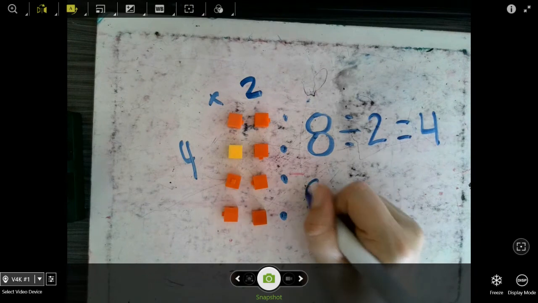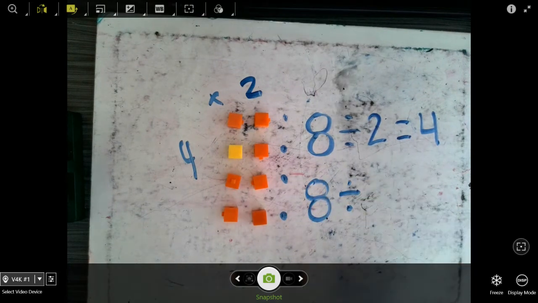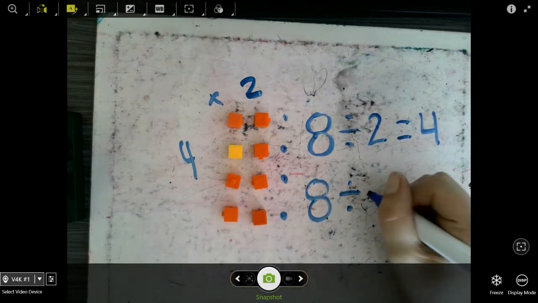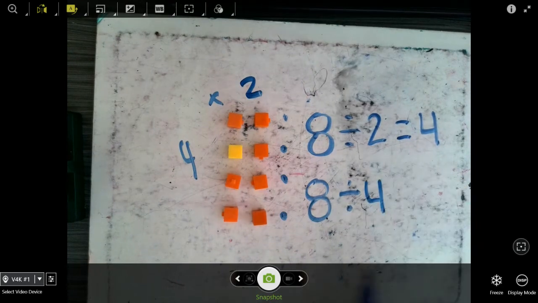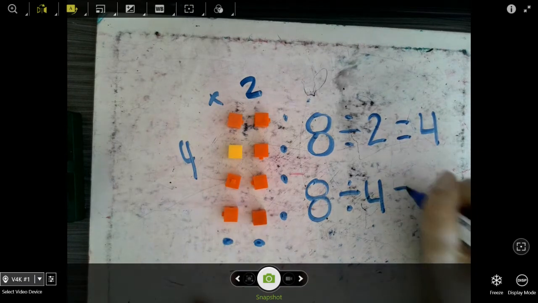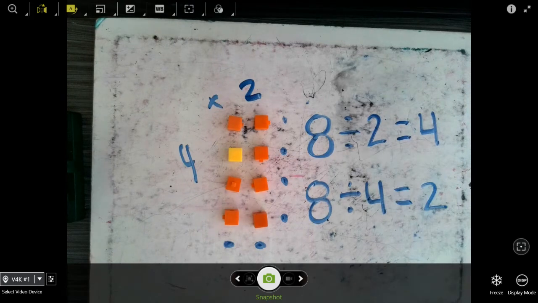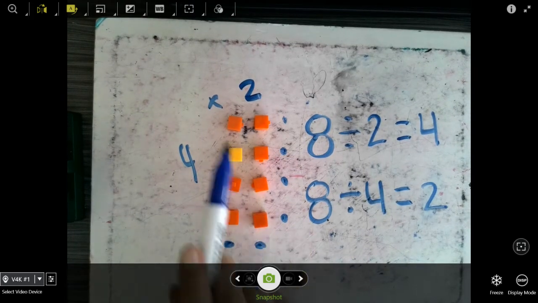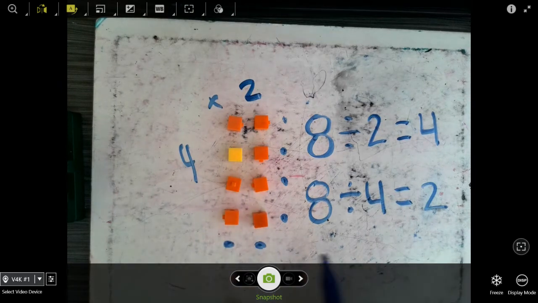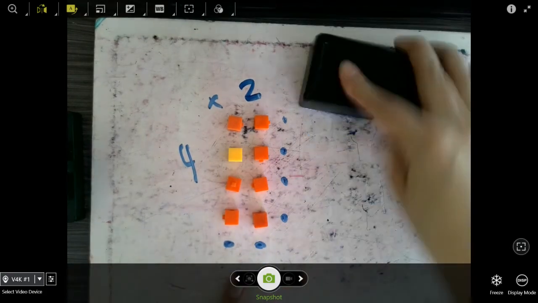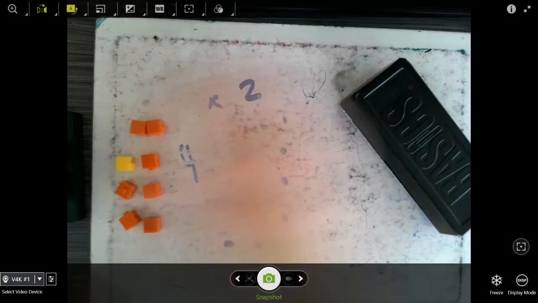Or you could have written it like this. 8 divided by, and you're dividing it by the rows, which are 4 rows. So you skip count by 4s, 4, 8. And so 8 divided by 4 equals 2. So if you divide the total by the columns, your answer is actually how many rows there are. If you divide the total by the rows, the answer is how many columns there are. Kind of cool.